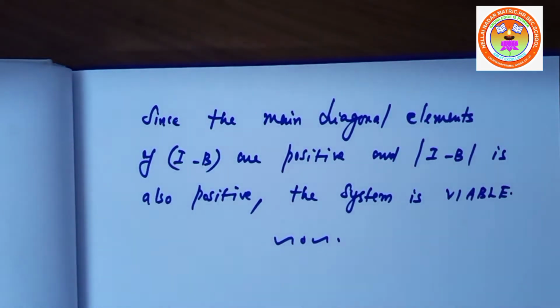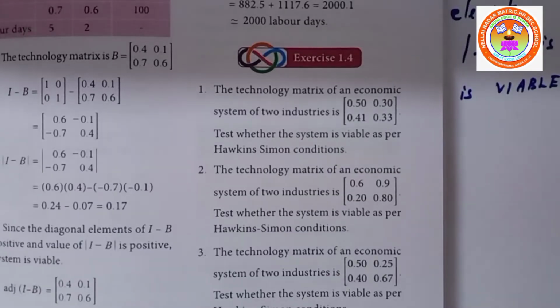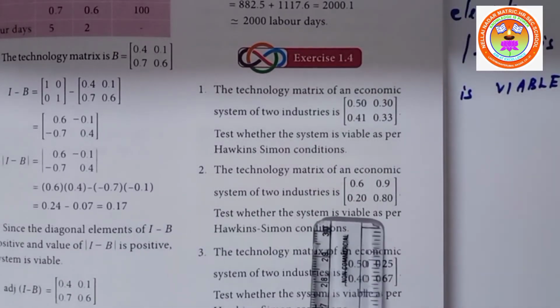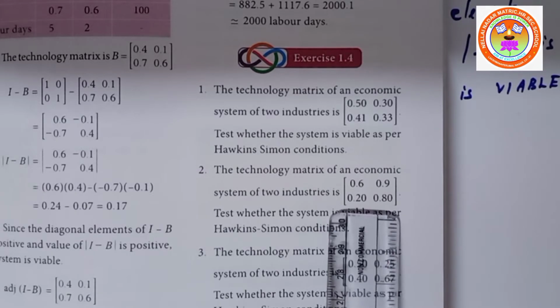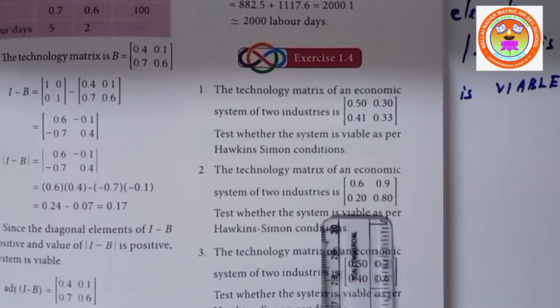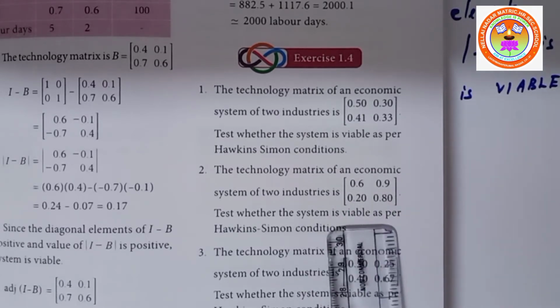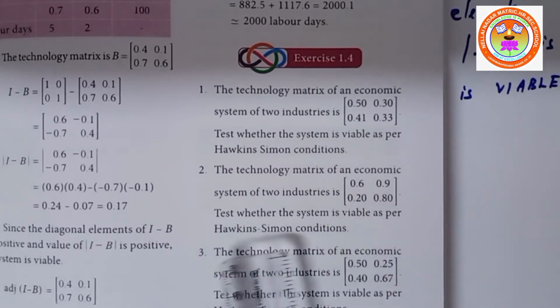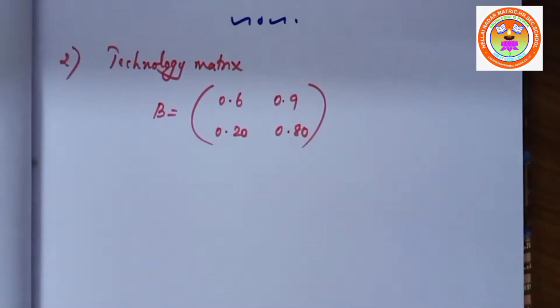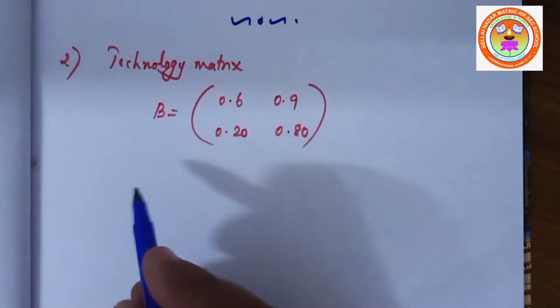So problem number one is completed, then I'll be teaching problem number two now. Problem number two, you are given a technology matrix, we can consider as capital B. Then you have to verify the system is viable as per Hawkins-Simon conditions. Yes, you are given the matrix. I consider the technology matrix as B.